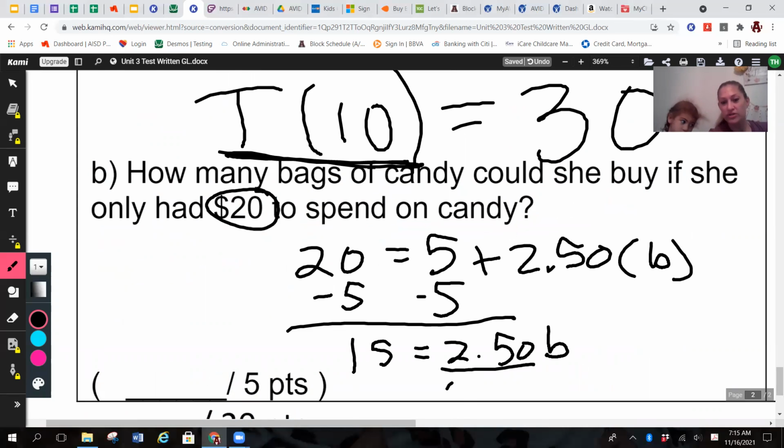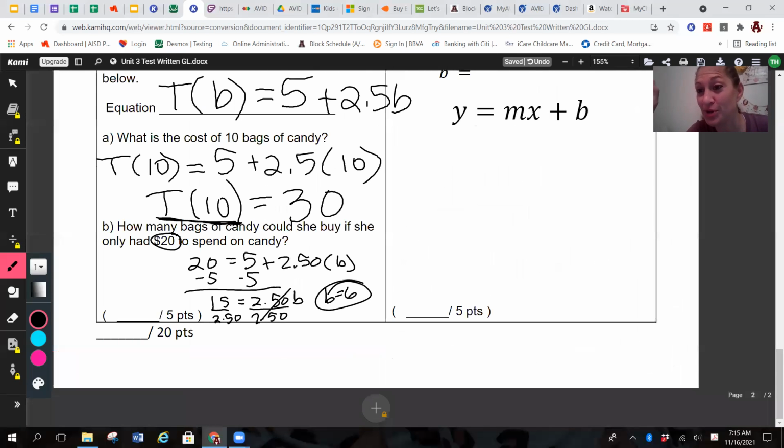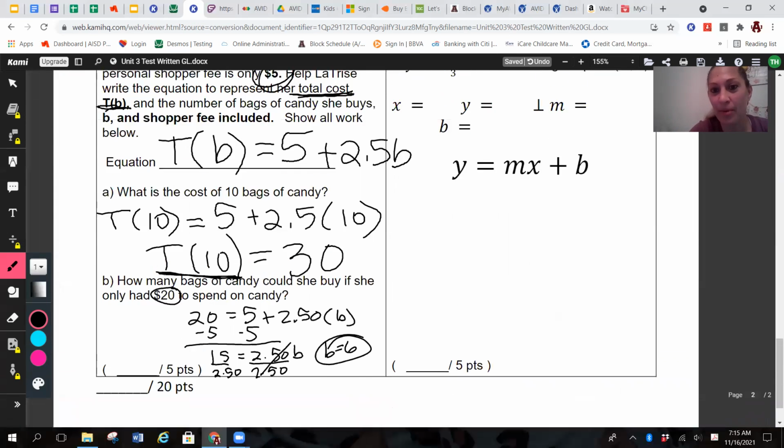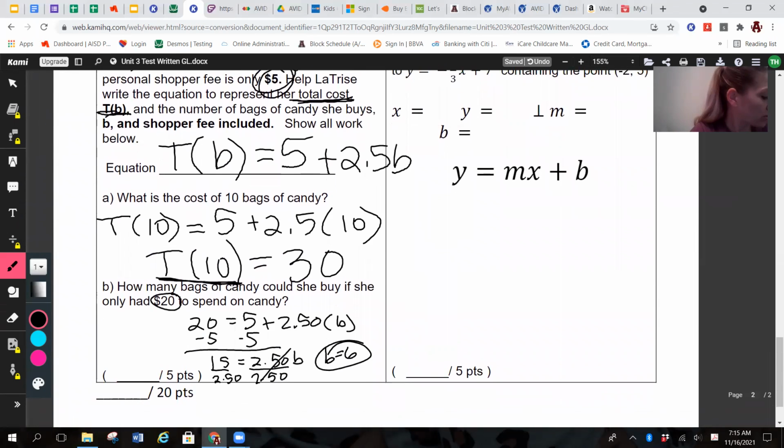Then you can divide by 2.50. Now you're going to get B equals 6. There are 6 bags of candy that you can buy. All right, pause, press mute, complete number 8 on your version 2. Okay.